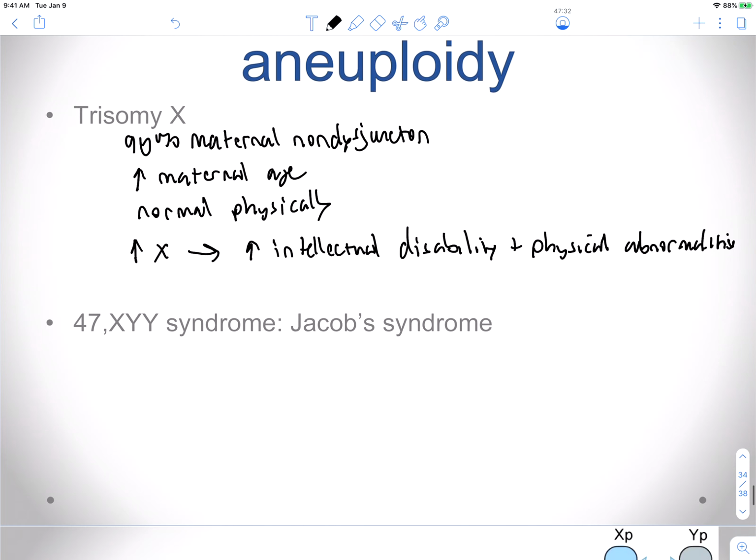And then as you increase the X's, you can also start to have physical abnormalities. Then 47XYY syndrome, which is Jacob syndrome. This is again taller, with mild IQ reduction. When they took a sample of prisoner populations, they found Jacob syndrome was overrepresented in prisoner populations. It doesn't seem to be linked to violent behavior, but it is linked to ADD: attention deficit disorder, hyperactivity, learning disorders.